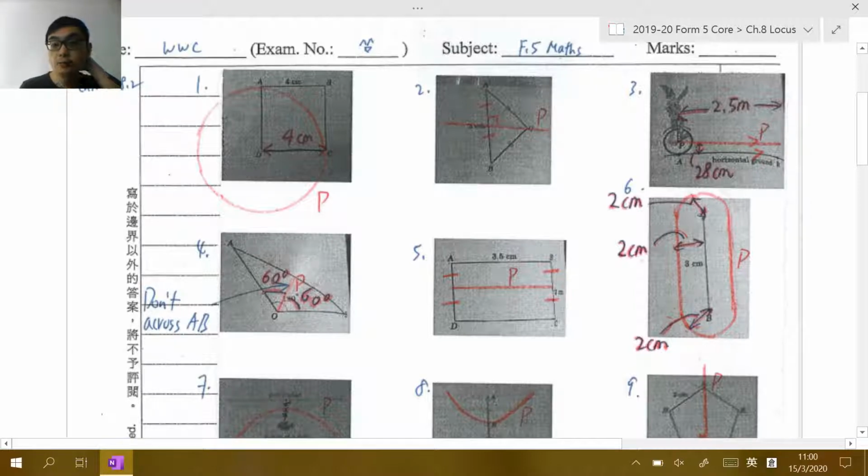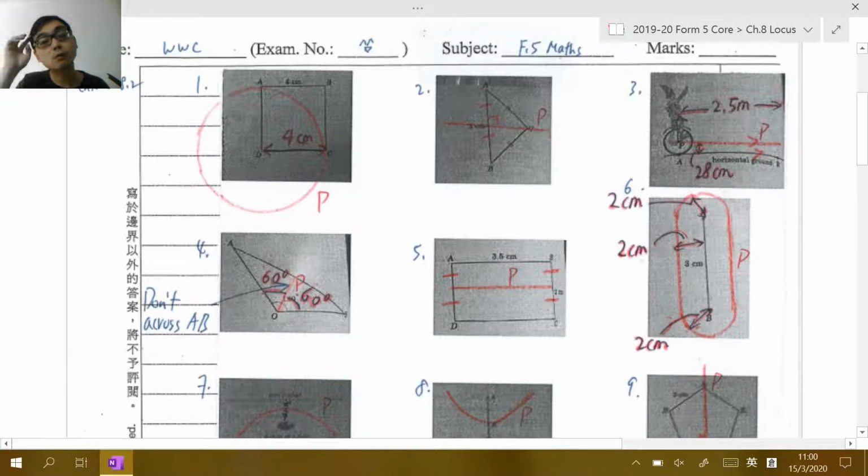You also have to notice that some of the loci are only part of a line. For example, for question 3, you will not draw the line too long, because the question just says the person is riding the wheel from A to B only. That means after he has arrived at point B, he will not go any further. So you should expect that the locus of the center of the wheel should start from the top of A and stop at the top of B only. You will not go through further.